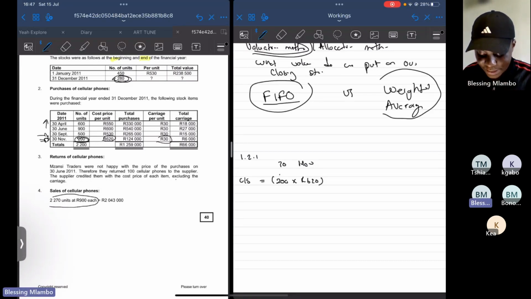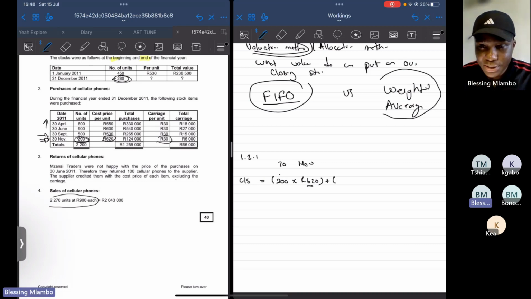And don't forget the carriage per unit. So the cost of transport or whatever, we also add to the cost of purchase, right? The purchase price, because it forms part of the cost of getting this inventory. So we have to add it as part of your cost. Here we've only included the purchase price.